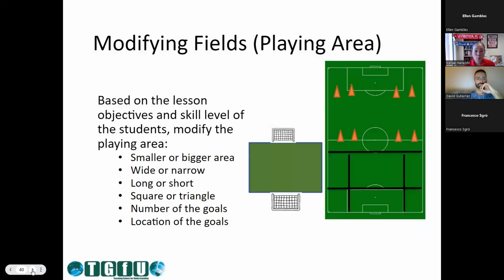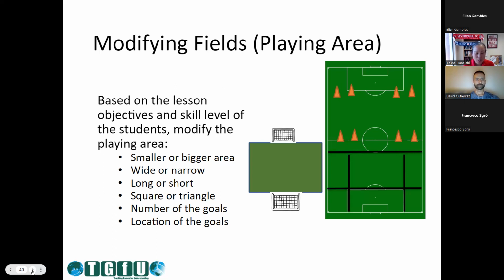So you can also modify games by modifying the playing area. Teachers can modify the playing area based on the lesson objectives. Should you set up the field small or big? Or wide or narrow or short? Square or triangle? For example, if your students are having a hard time controlling the ball, the teacher can make that field bigger so students have more time and space.